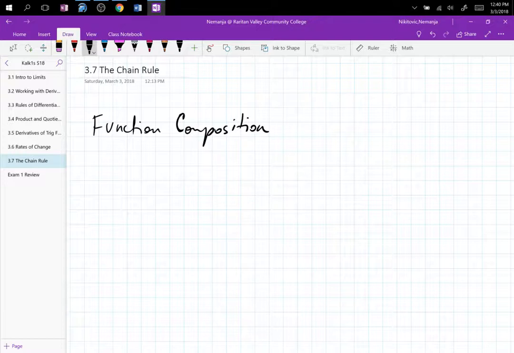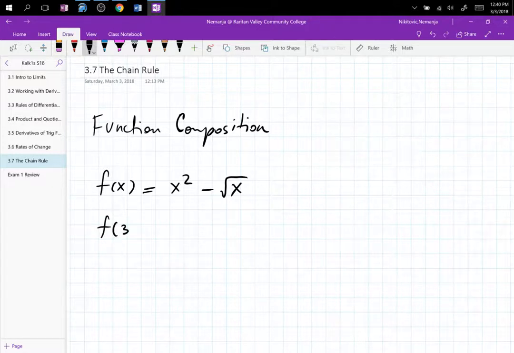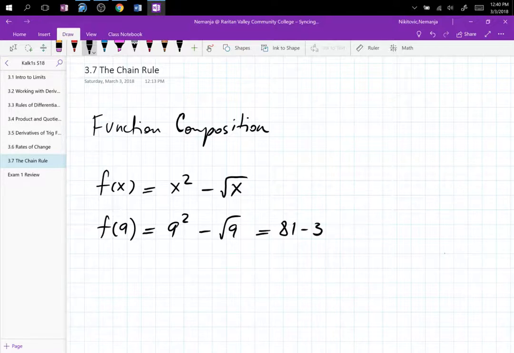So what is function composition? Function composition is when you plug one function into another function. Let's say you have f of x to be x squared minus square root of x. So now, what I can calculate is f of 3. Let's do f of 9. F of 9 is 9 squared minus root of 9. That's 81 minus 3 to give us 78.